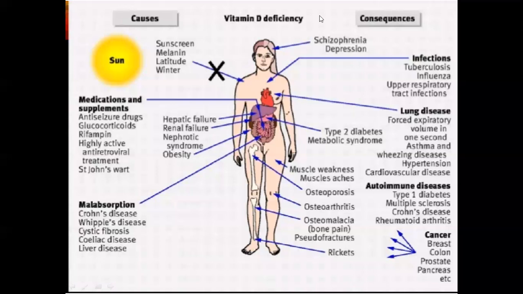Now, the consequences are schizophrenia, depression, infections, tuberculosis, influenza, upper respiratory tract infections, lung diseases, autoimmune diseases, several types of cancers, muscle weakness, muscle aching, osteoporosis, osteoarthritis, osteomalacia, pseudofractures and rickets.